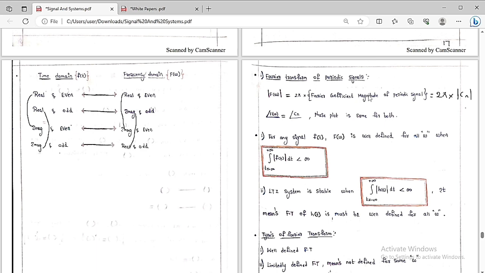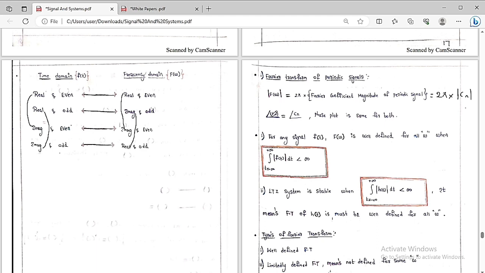So finally, whenever you want to apply the Fourier transform for the periodic signal, the magnitude of F(ω) is equal to 2π times the magnitude of C_n, and the phase angle of F(ω) is equal to the phase angle of C_n. So the phase angle part is the same in both cases, in the Fourier series as well as the Fourier transform.